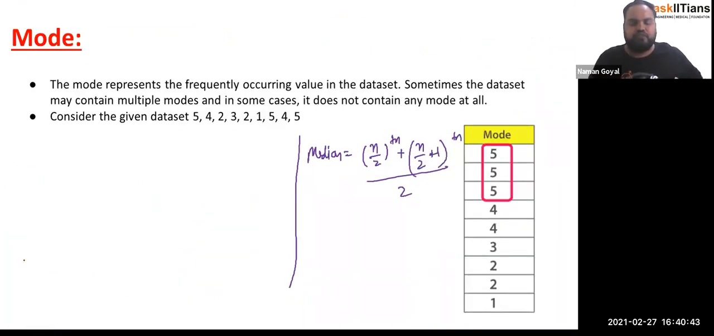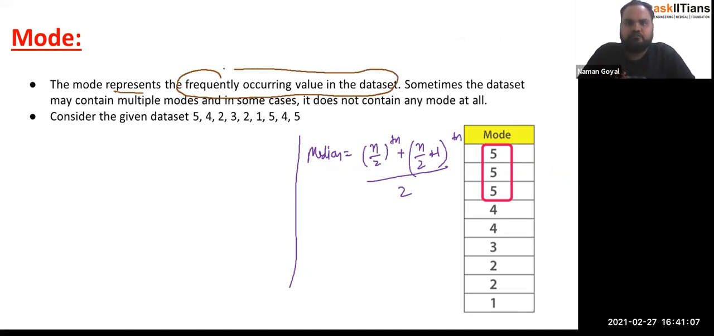See, mode is very simple. Mode is the number which occurs frequently in the data set. Or we can say that the number whose frequency is larger is the mode. So the definition of mode is that it represents the frequently occurring value in the data set. Simple as that. Sometimes the data set may contain multiple modes. In some cases it doesn't contain any mode at all.